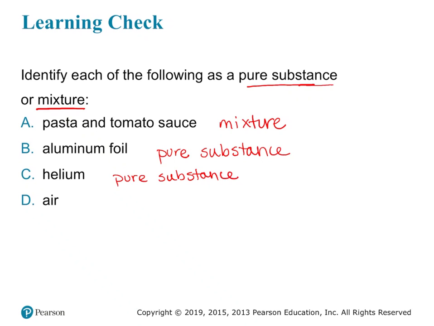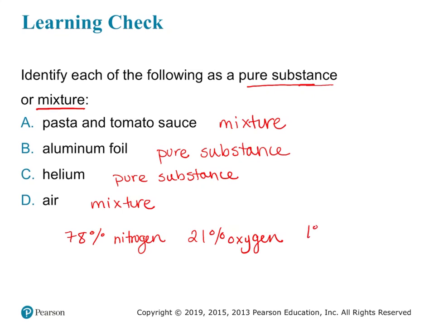And then what about air? This one's a little tricky. So air is actually a mixture. And later on we'll talk about what air is composed of, but we can also do that here. Air is made up mostly of nitrogen. It's about 78% nitrogen and about 21% oxygen. And then the other 1% is a bunch of other gases, things like argon, some carbon dioxide, and a few others.